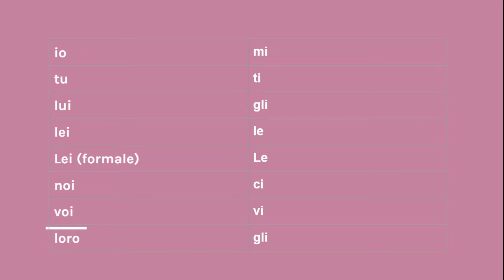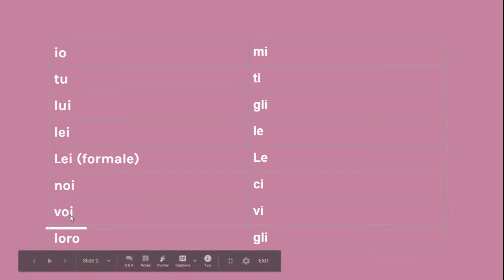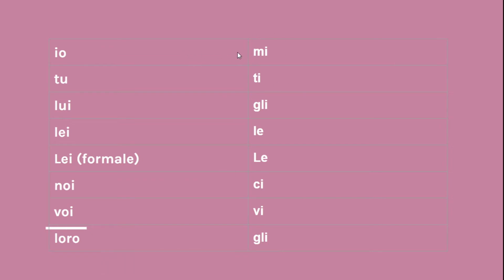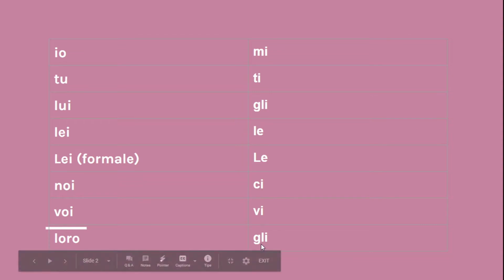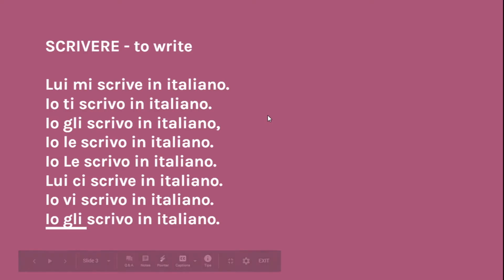So these are all of your pronouns right here. Io, tu, lui, lei formale, right? Noi, voi, loro. And these are all the indirect object pronouns for each of our pronouns, right? So io would be mi, tu, ti, gli for lui, le for lei, Le with capital L for formale, ci, vi, and gli, okay? So these ones you really gotta know.